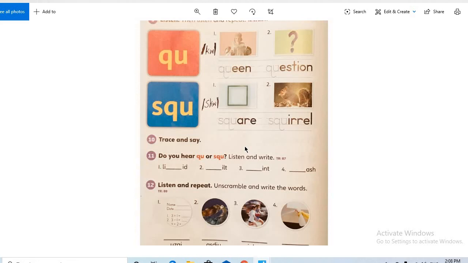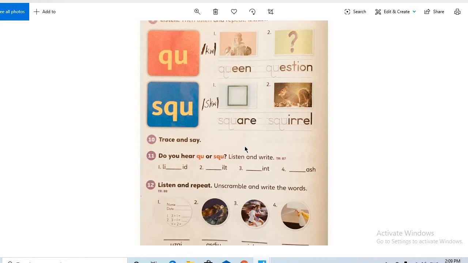Number 4, which animal eats nuts? Number 5, which word names an important woman in the picture? Number 6, which word is the opposite of slow in this picture?